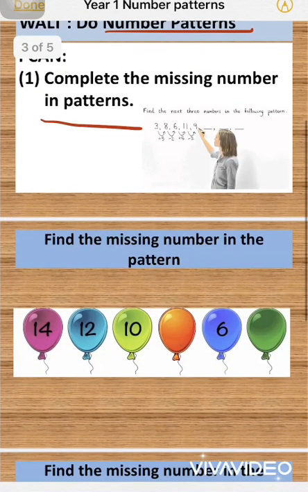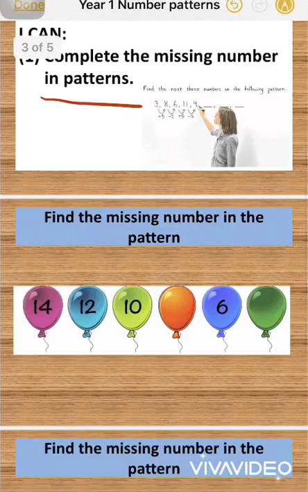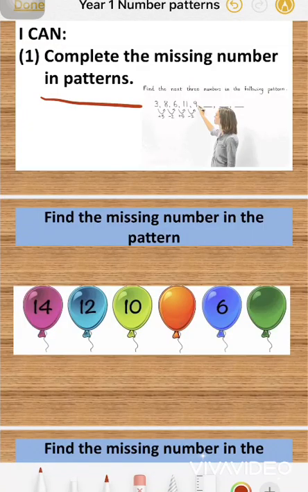So then let us look at this pattern. Find the missing number in the pattern. So there are missing numbers. Okay, we need to find out the missing number. So before we start to do, you need to identify from the beginning of the number until the end.